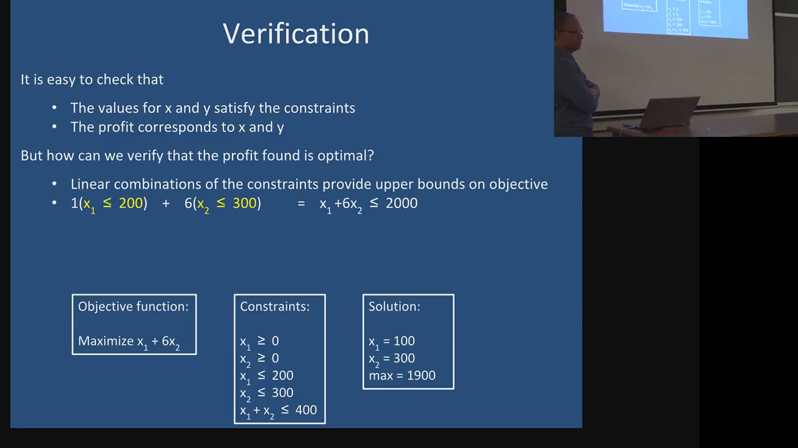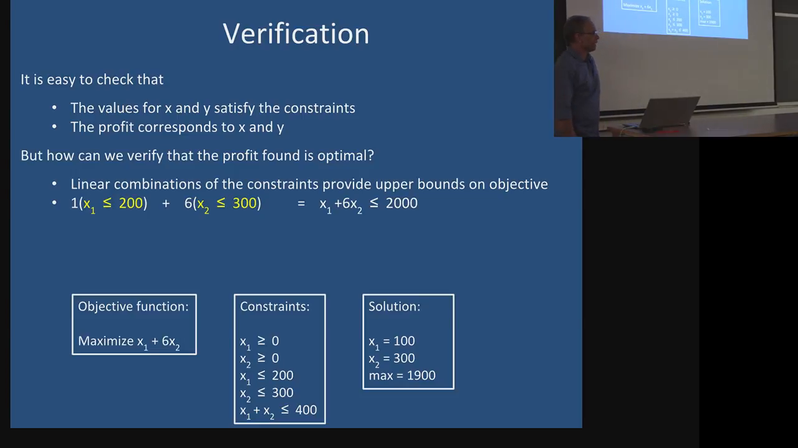Okay. So those two constraints in yellow combined together tell you that the biggest x1 plus 6x2 can be is 2,000. Because x1 can be as big as 200, and x2 can be as big as 300. So if x1 is 200 and x2 is 300, which are both allowed by those constraints, then x1 plus 6x2 is 2,000. So by just taking constraints like that and combining them according to the objective, you can get an upper bound.